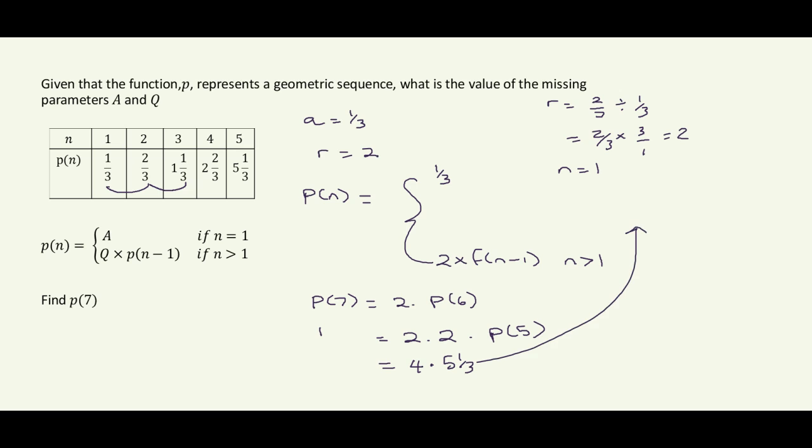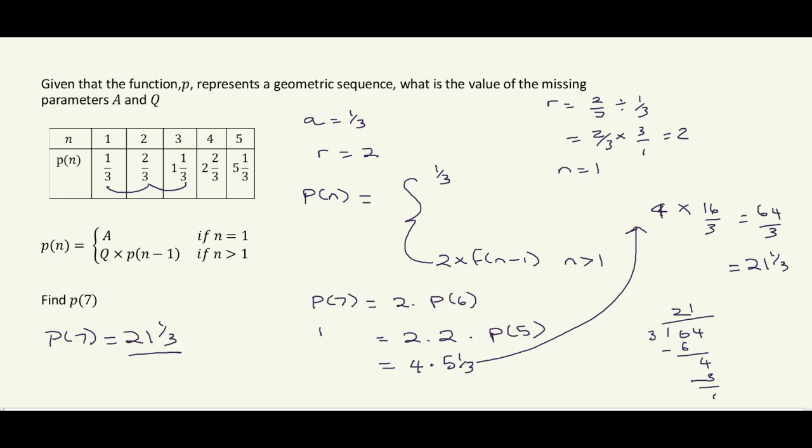So let's go over here where we have some space. So we have 4 multiplied by 5 1/3 is 16 over 3. So this is going to give us 64 over 3. And I'll show you a simple way to go about this: 64 divided by 3. We have 2, 6, 4, 1. So we have 21 1/3. So P of 7 is 21 1/3.